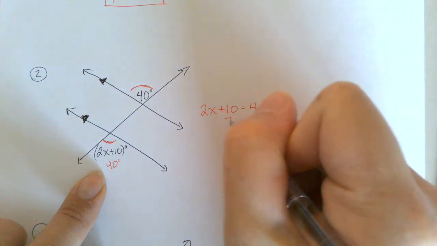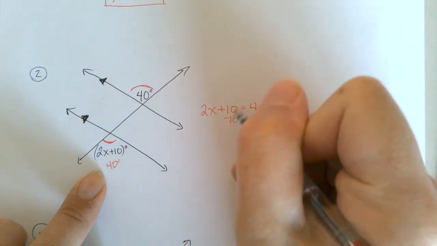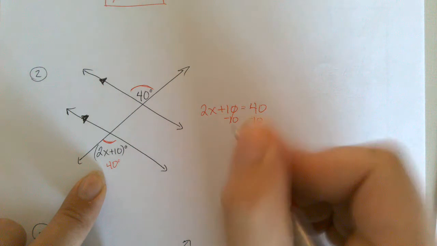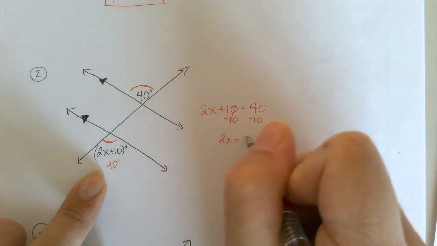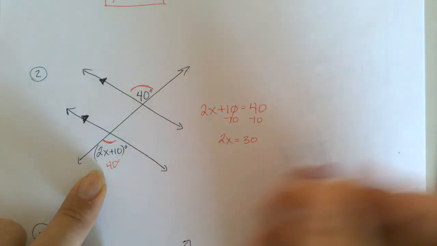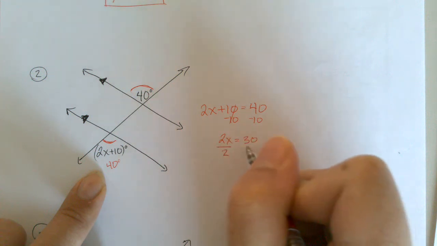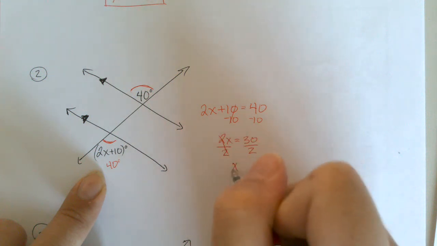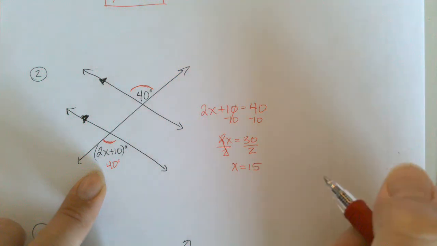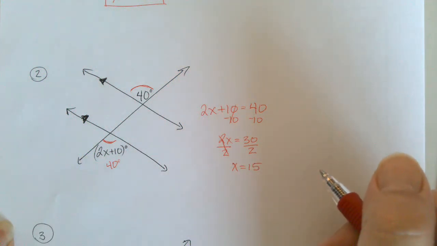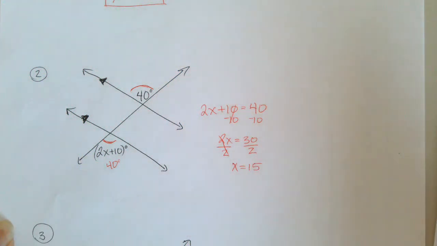So I'm going to solve that. Remember, cancel it by subtracting it. 2x equals 30. And then it's 2 times x, so I divide both sides by 2. And I get x equals 15. Now, I'm running out of time here. I think I'm done. All right.